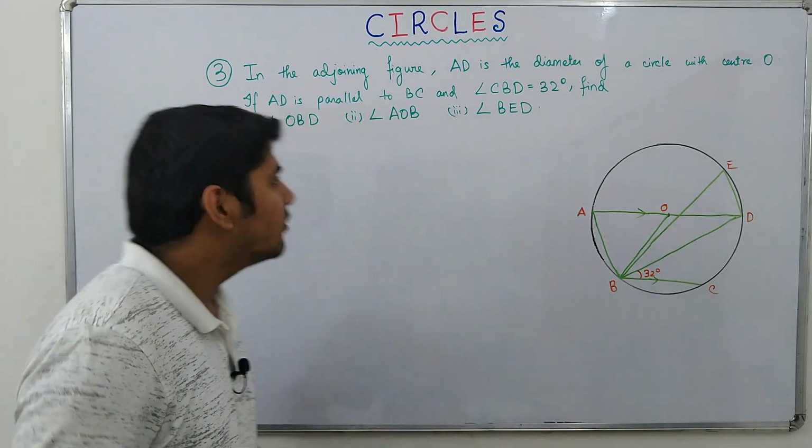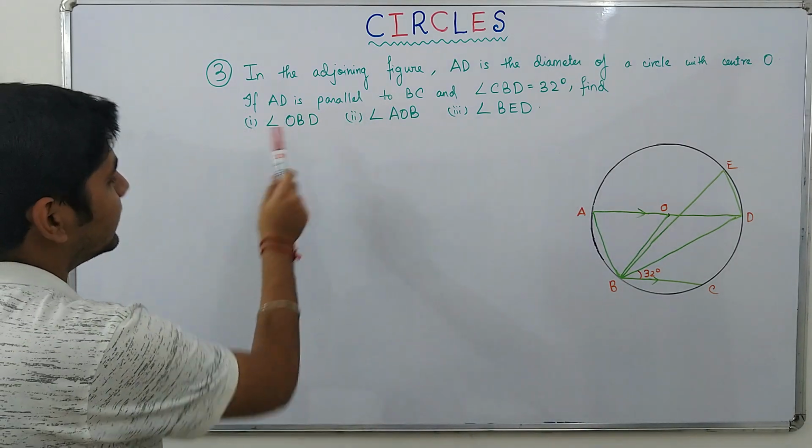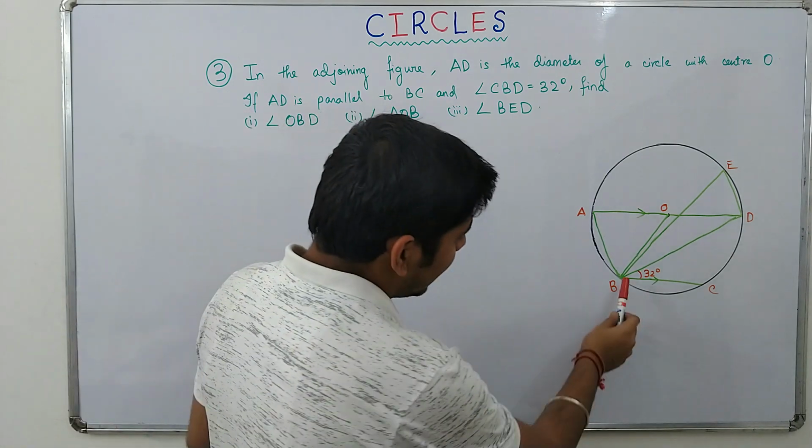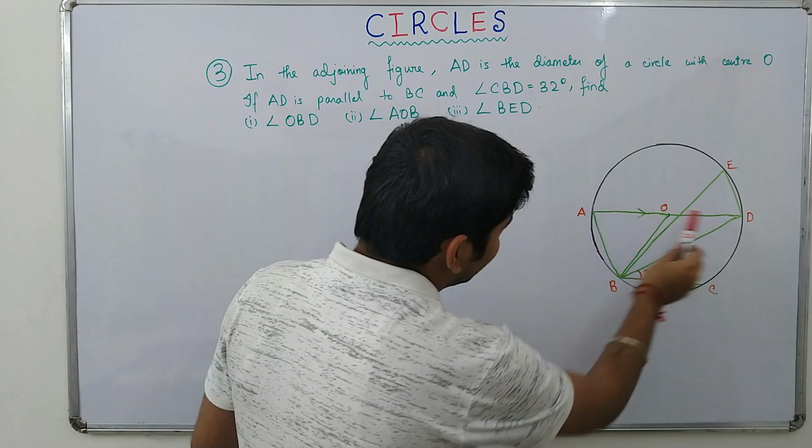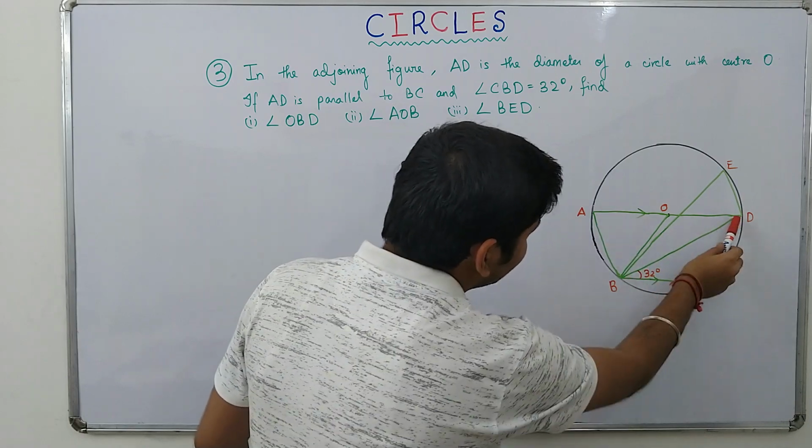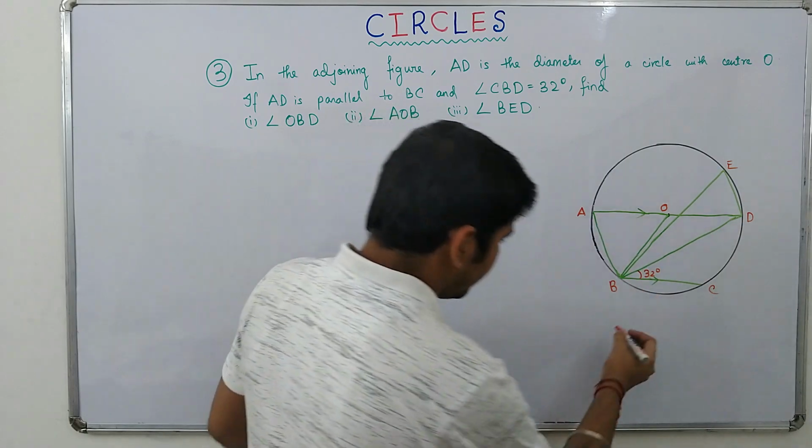So let's begin. First of all, we have to calculate angle OBD. We know that BC is parallel to AD and angle CBD is 32 degree.